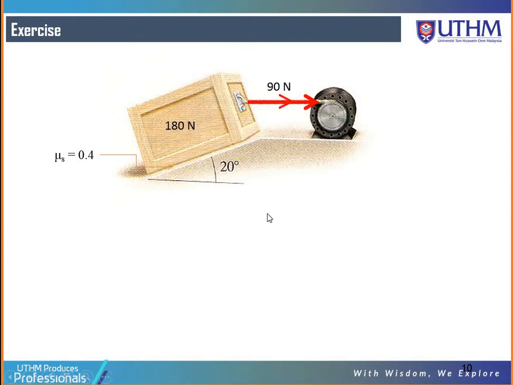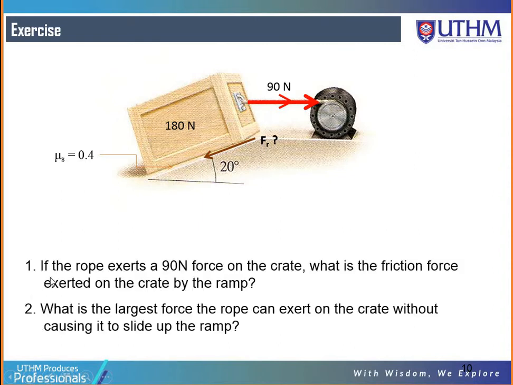So the question is: if the rope exerts a 90 Newton force on the crate to the right-hand side, what is the friction force exerted on the crate by the ramp? The question is asking for this frictional force acting on the crate by the ramp.